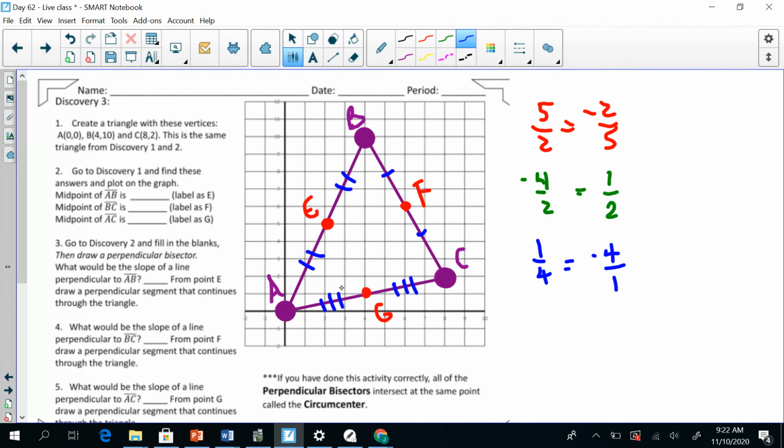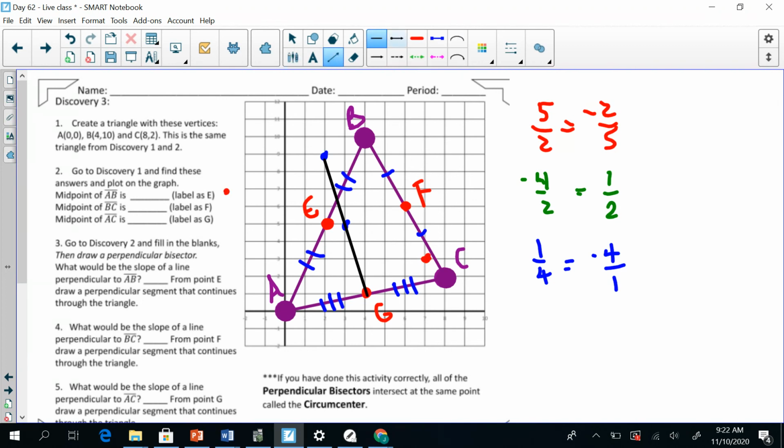So you're going to start like perpendicular to AC. That's that negative 4 over 1. So you'll go here and go up 4 over 1, up 4 over 1. And that would be your perpendicular bisector. Again, for perpendicular to AB, perpendicular bisector, AB is going to be that 5 over 2. So we have to do the opposite, down 2 over 5, down 2 way over, up 2 way over.